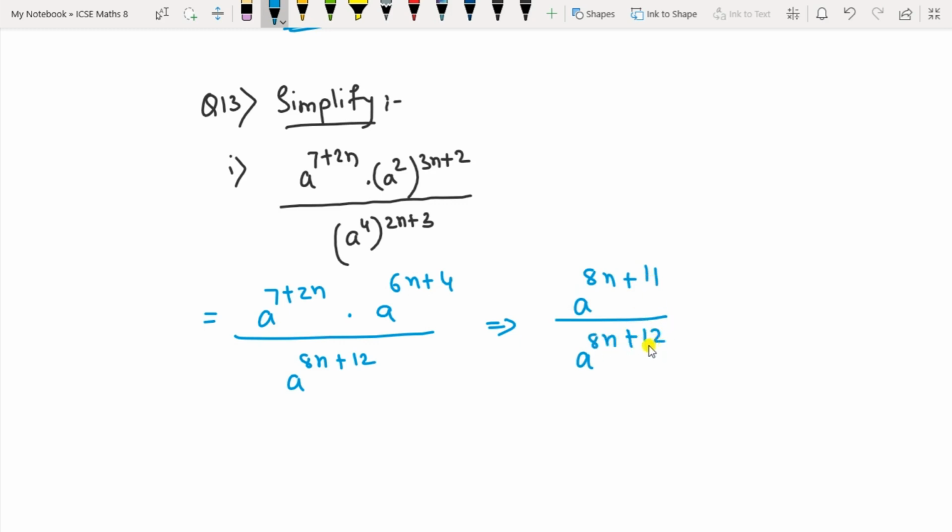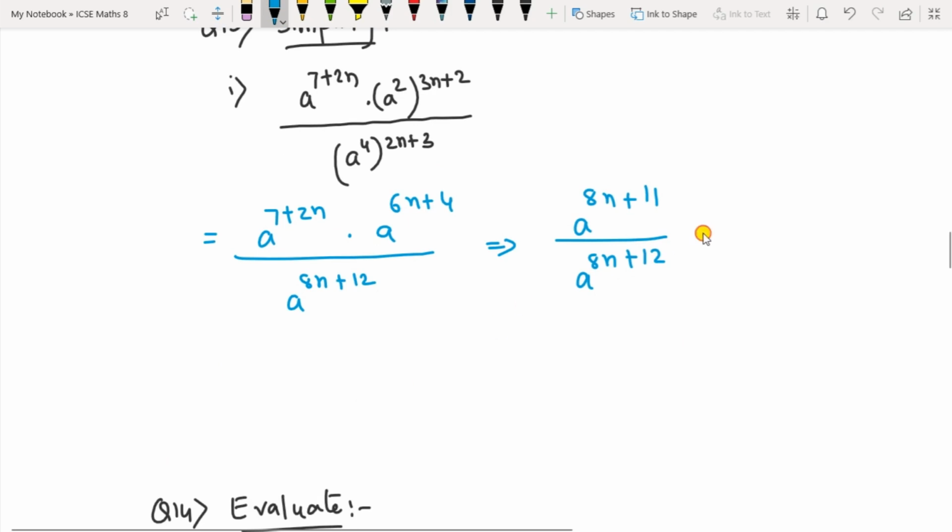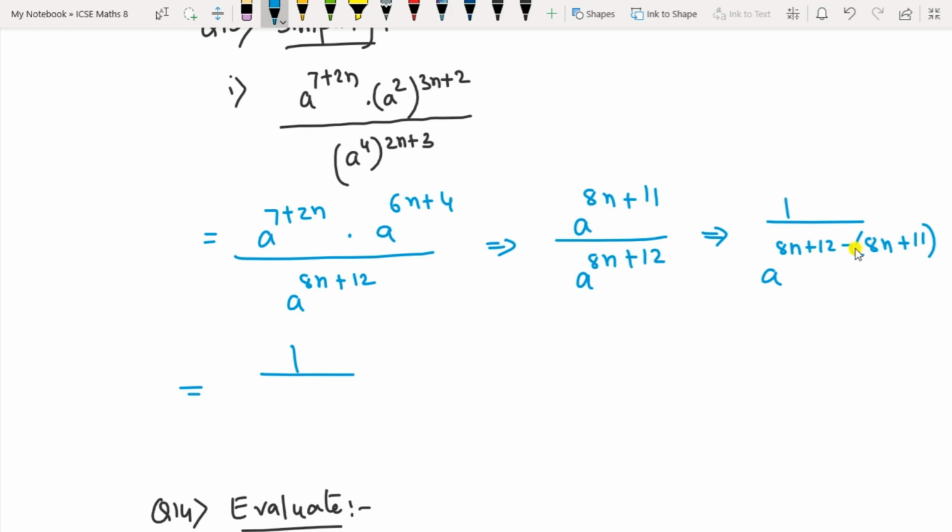Now you can see the denominator has the greater power, so this numerator power will come down. So this will become 1 upon a raised to 8n plus 12 minus 8n plus 11. This minus sign will go inside, so plus 8n minus 8n will get cancelled. What is remaining is 12 minus 11. So 12 minus 11 is 1, and a raised to 1 means 1 upon a only. A raised to 1 is a, and this is 1 upon a.